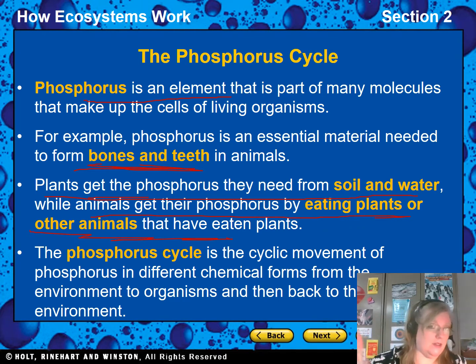So that part of the cycle is normal. The plants get it out of the soil, and then something eats that, and something eats that.